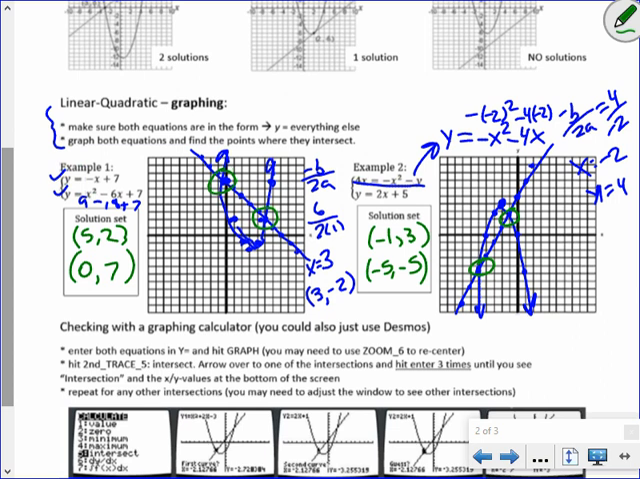Alright, pretty simple. You guys just need to remember how to graph things. So if you're having trouble with the parabolas, then you go back and review that. But that's essentially all that is.